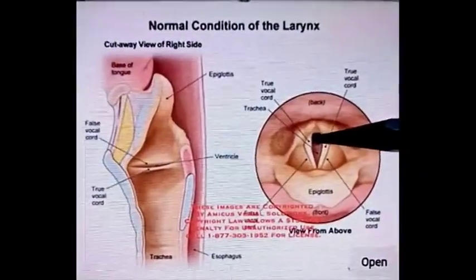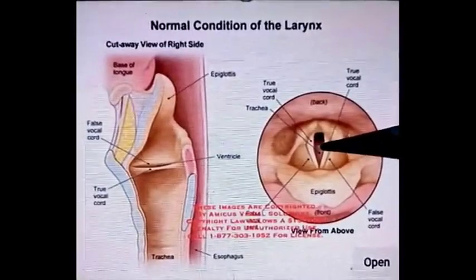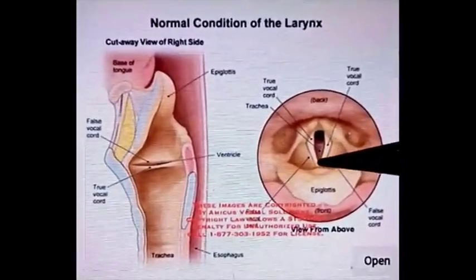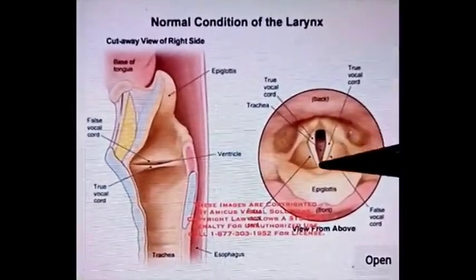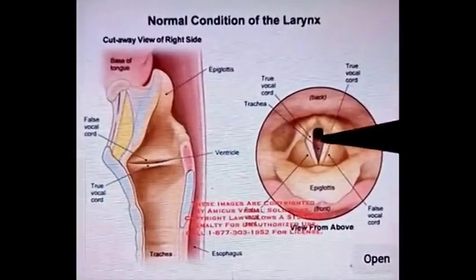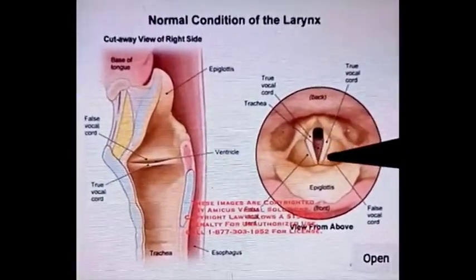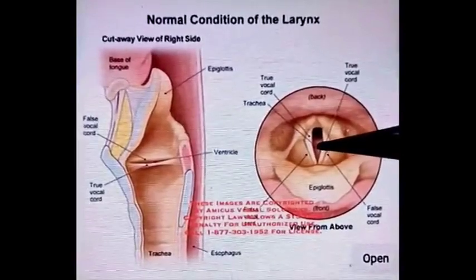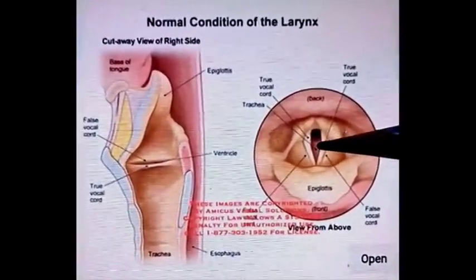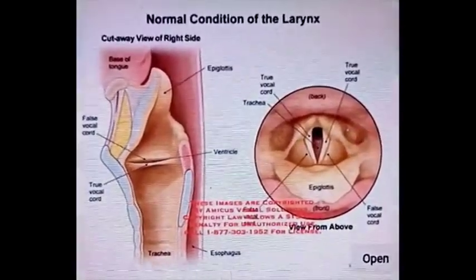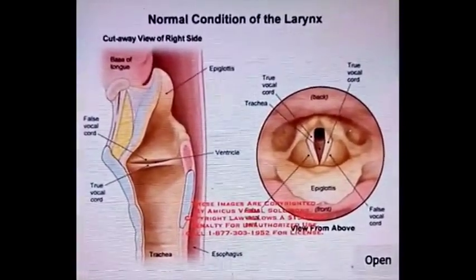Rima glottidis is the narrowest part of the cavity of the larynx. Its antero-posterior length is about 23 millimeters in males and about 17 millimeters in females. It means it is smaller in females and longer in males.